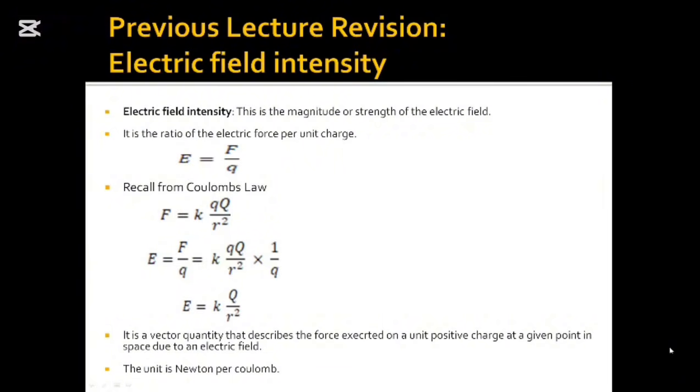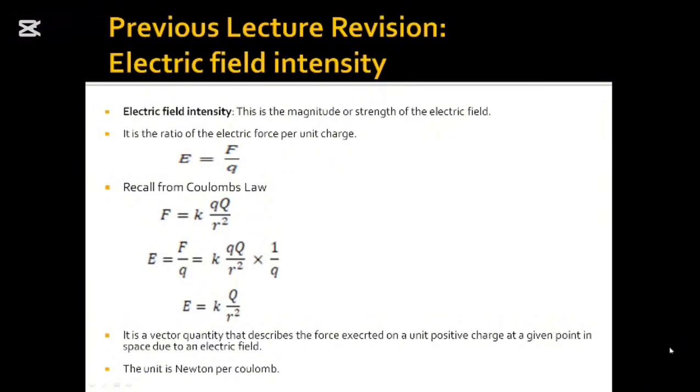So for the sake of examination, pay attention to these equations. E equal to force over q and E equal to kQ over r squared for electric field intensity. If you need a total lecture on this, check our previous lecture, lecture 7, electric field intensity. It will do you a lot of good.